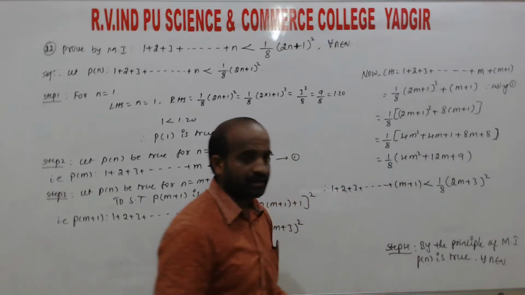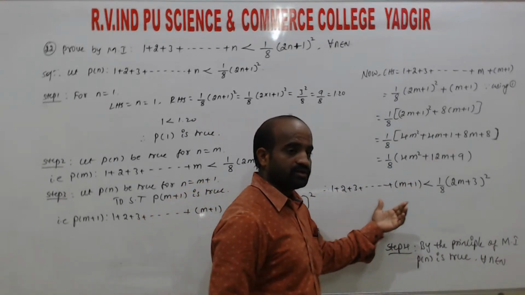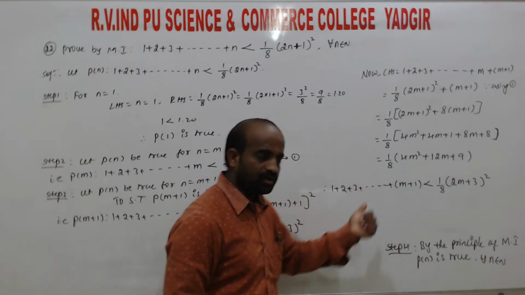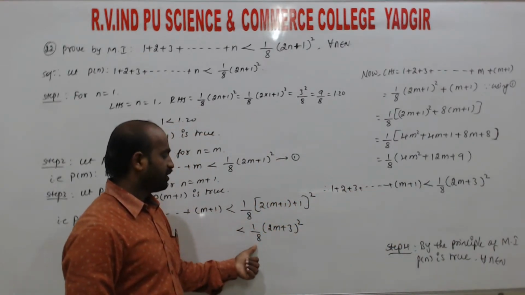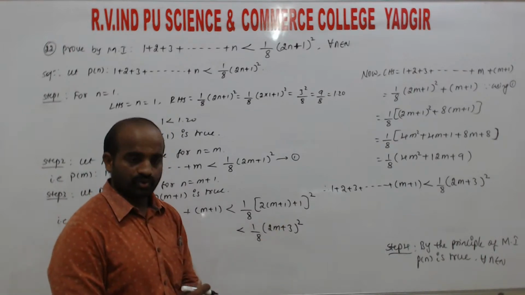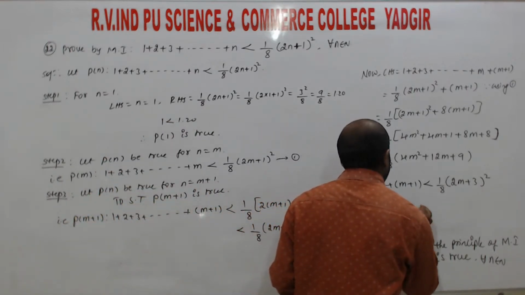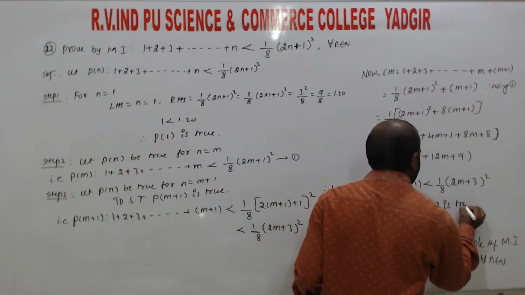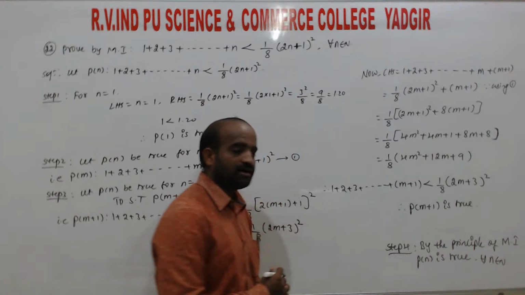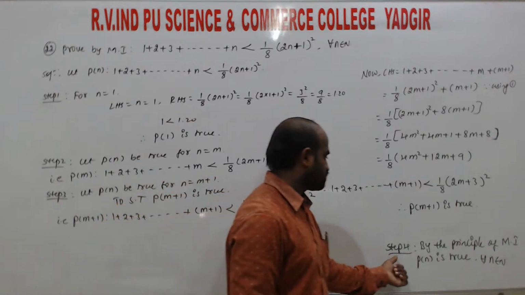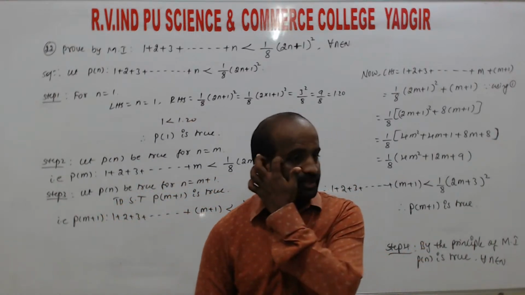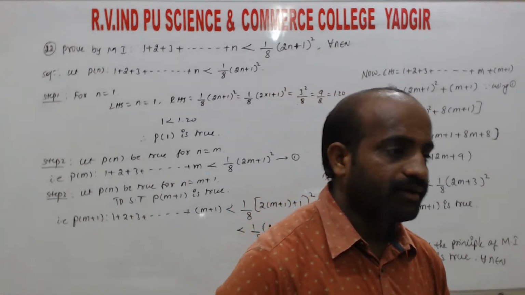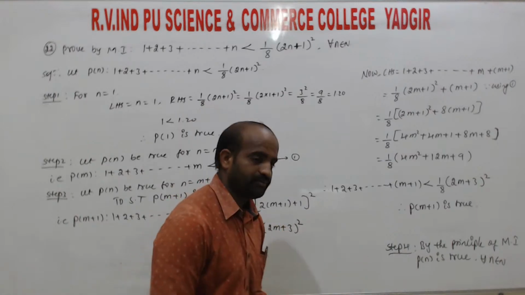Therefore, P of m plus 1 is true. This statement is the same as P of n where n is equal to m plus 1. We have proved the result 1 by 8 into (2m plus 3) whole square. Step 4: by the principle of mathematical induction, P of n is true for all n belonging to N.